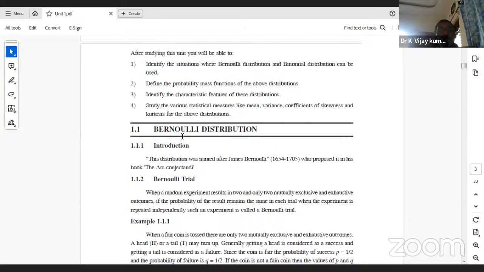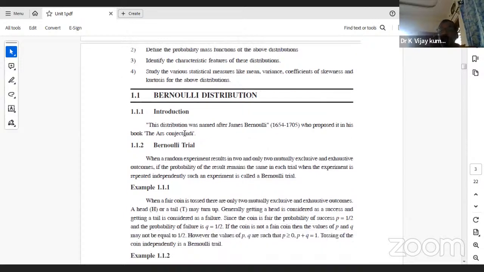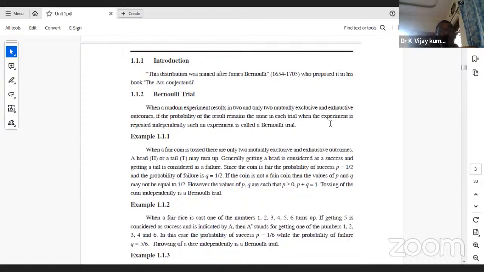And the Bernoulli trial: when a random experiment results in two and only two mutually exclusive and exhaustive outcomes, the probability of the result remains the same in each trial, and the experiment is repeated independently, such an experiment is called a Bernoulli trial. So what is the Bernoulli trial we are taking here? A random experiment with two mutually exclusive and exhaustive outcomes, the probability of the result remains the same, the experiment is repeated independently, and such an experiment is called a Bernoulli trial. So we can take three conditions here.